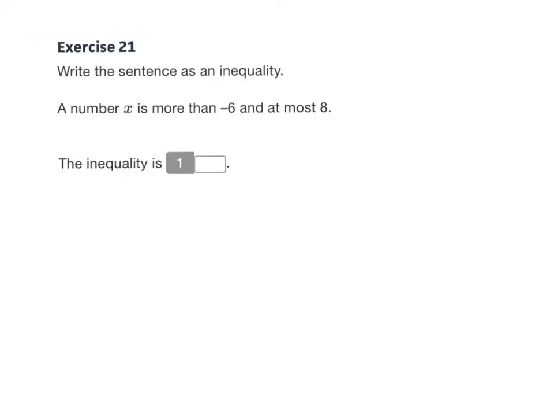Write the sentences as an inequality. A number x is more than negative 6, and the number x is at the very most 8. So I have x greater than negative 6 and x less than or equal to 8.